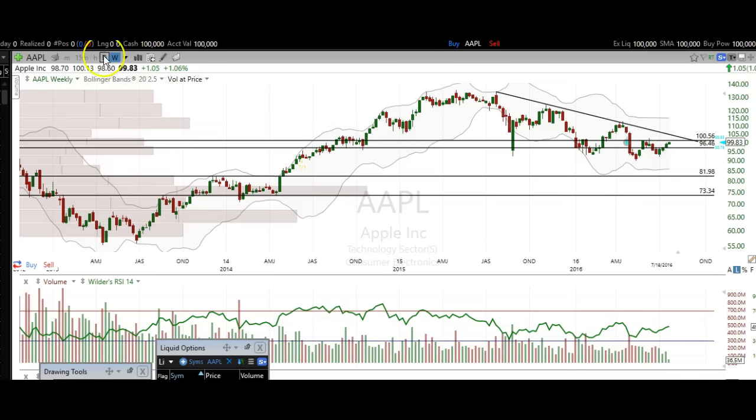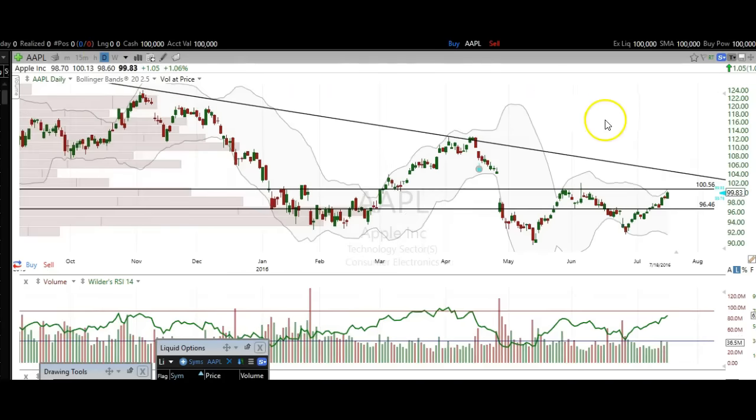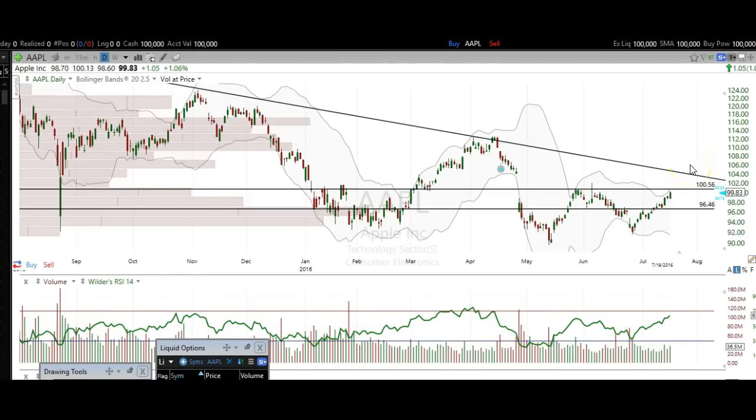So for me personally, I like to see the break over that downtrend line. You know, I don't like to get long right at the downtrend line. Kind of skews your risk a little bit against you. So if you wait for confirmation, that's probably going to be the best option right there.